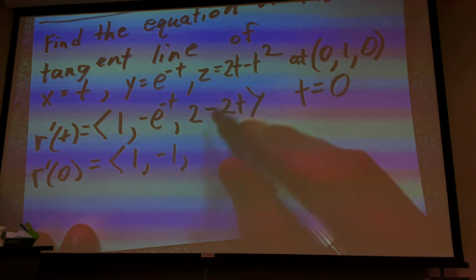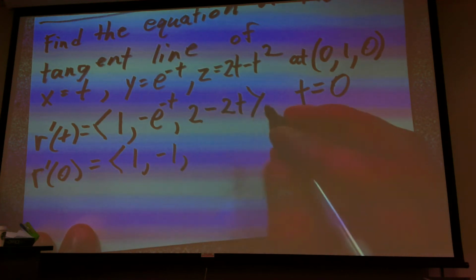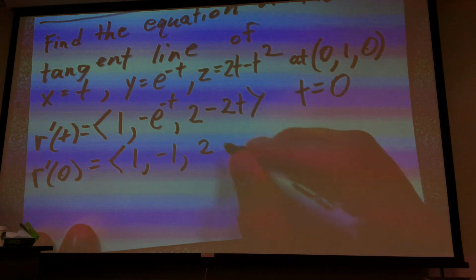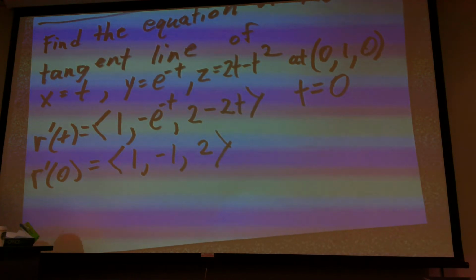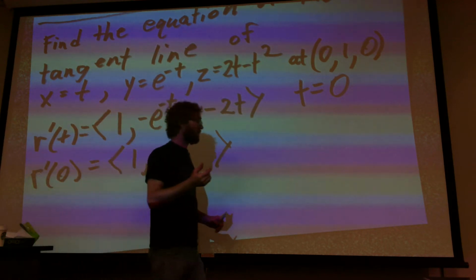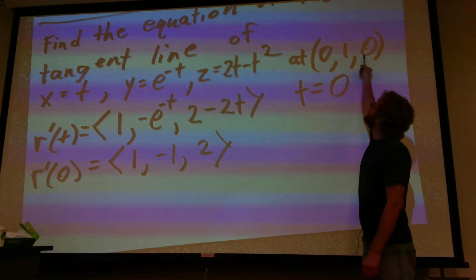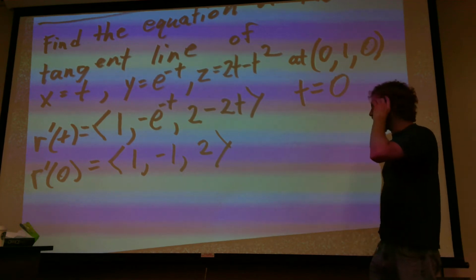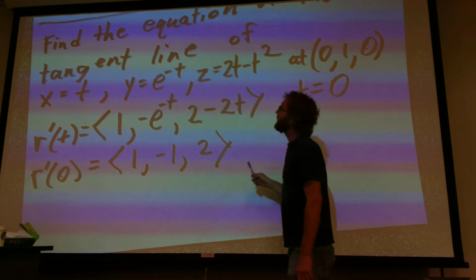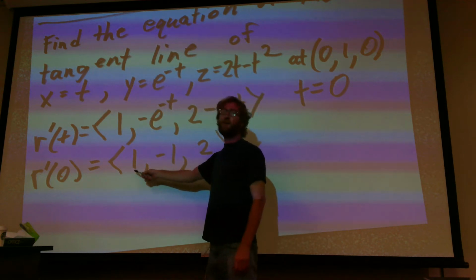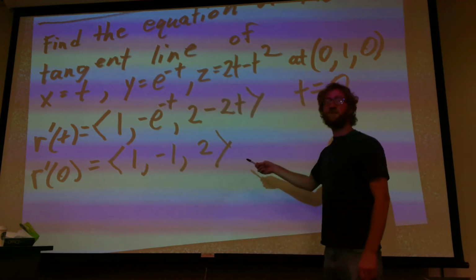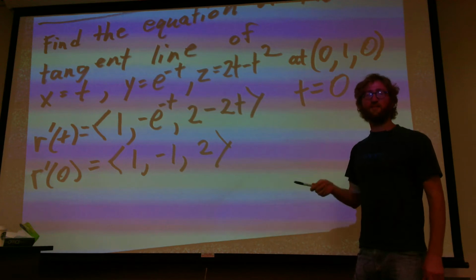But if I plug 0 into this guy right here, what do I get? I get 2 minus 0. So that would be 2. Okay, so what do we have at this point of our problem? We have a point in space, 0, 1, 0, and we know that at that point, the tangent line will be parallel to this vector right here.